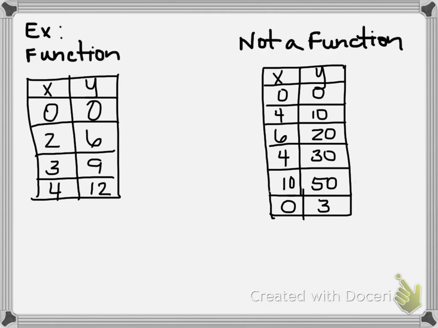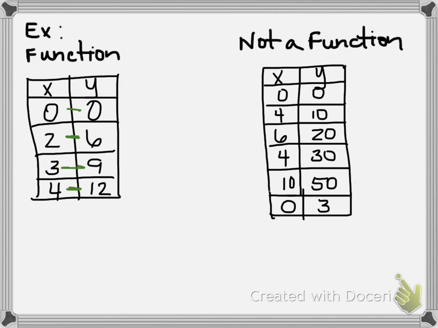So here's a couple examples in table form. On the left, this is a function because for every input for x, there's only one y. If I have a 0, I have a 0. 2, 6, and I have 3 and 9 and 4 and 12. For one input, I only have one output.